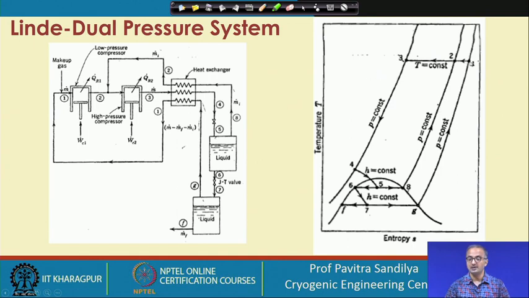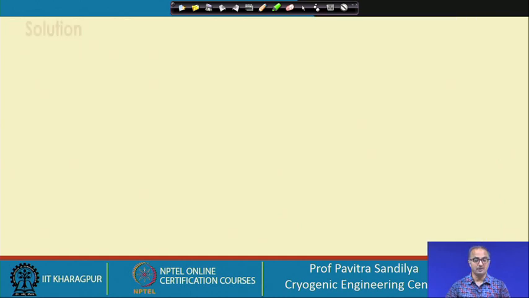So, here we have the initial pressure, the intermediate pressure and the final pressure, and these are the two isenthalpic processes. This represents this particular one and this represents this one. So, this we did earlier, so I am not going into the detail of these explanations. So, let us now go to the problem.